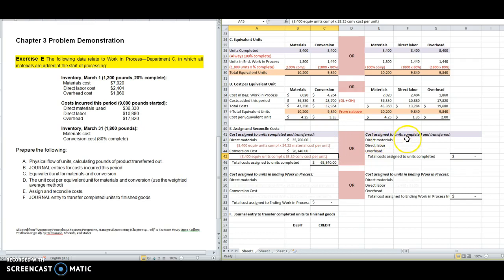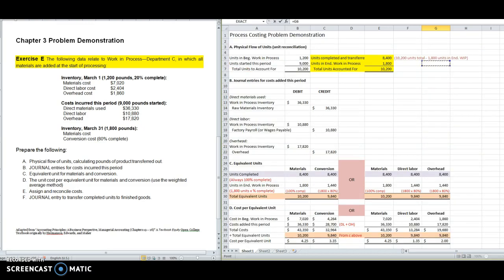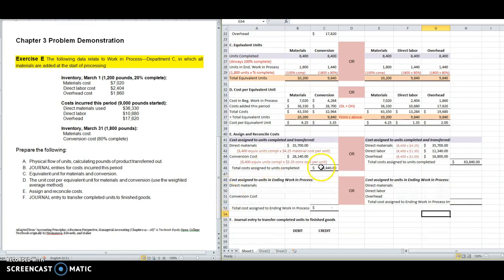If we did it separately, with separate amounts for direct labor and overhead, the process would be exactly the same. We're going to take the materials times the cost per equivalent unit, the direct labor times the cost per equivalent unit, and the overhead times the cost per equivalent unit. Notice how the amounts are the same if we did the combined conversion cost or if we separated out direct labor and overhead. The cost assigned to units completed is exactly the same.